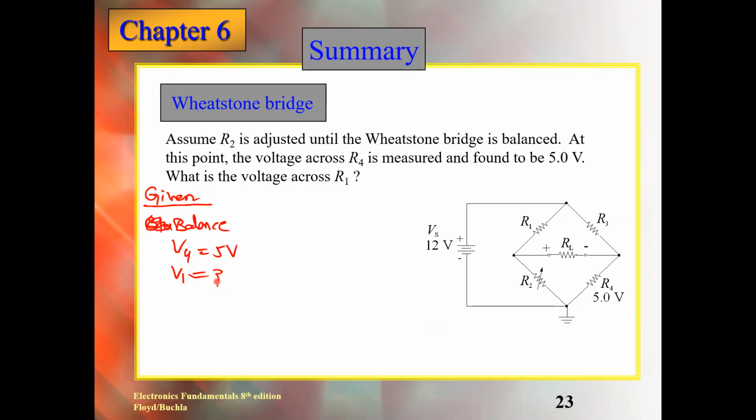V1 equals R1 over R1 plus R3. Why? What is this logic? Voltage divider. How can you apply the voltage divider? Which voltage is dividing? The voltage divider rule is applicable for a series circuit. So where is the series circuit here? Which is forming the series circuit?